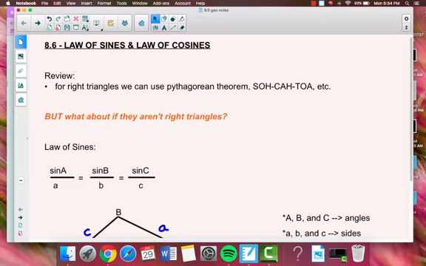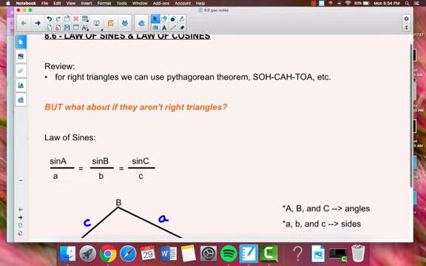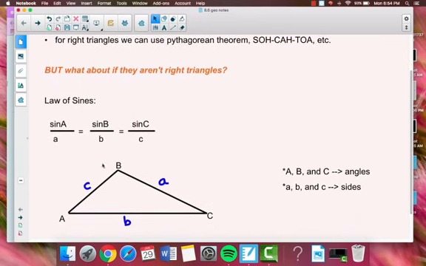So the law of sines I have written here. Notice that I have a non-right triangle picture below, and the law of sines is simply a bunch of fractions set equal to each other. So basically it's just proportions. You'd have the sine of A over little a equals sine of B over little b, and then sine of C over little c.